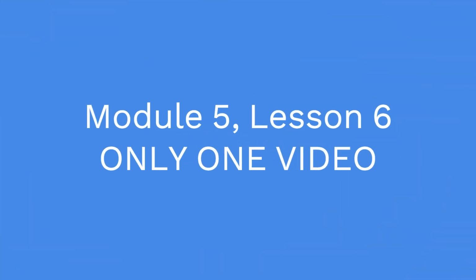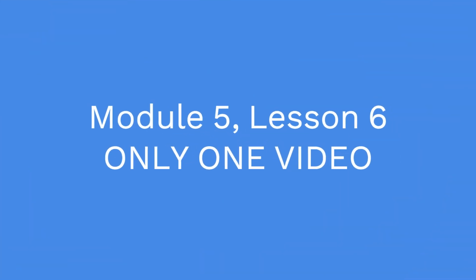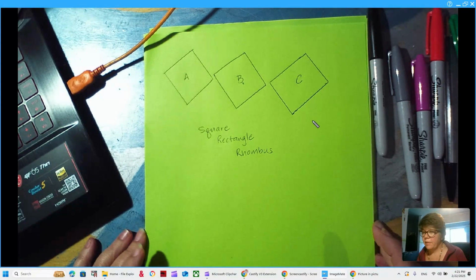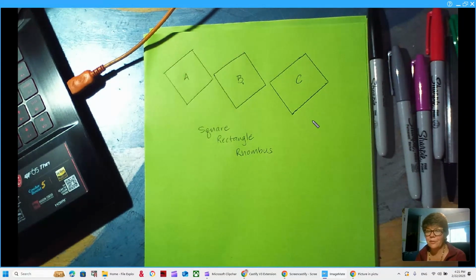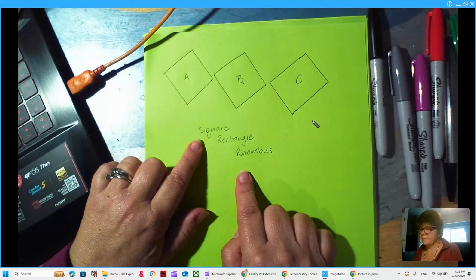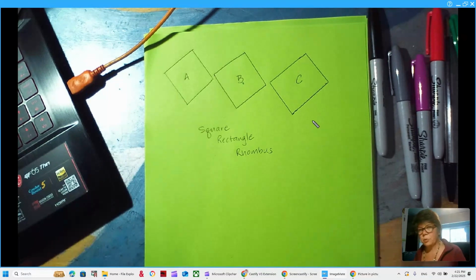Here we are in Module 5, Lesson 6, and as you can see on my paper, we have 3 shapes. They are hand-drawn, so they are not going to be perfect, and I don't strive for perfectionism, but I was just thinking about the qualities of these shapes, and you can see that we have a square, a rectangle, and a rhombus, but how can we know which one is which?